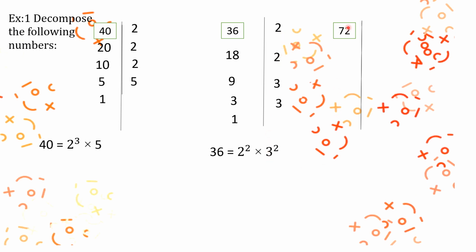Finally, 72 is also an even number. So it's divided by 2 to give me 36 divided by 2. It will be 18 divided by 2. It's 9 by 3, 3 by 3, it's 1. So let's collect the prime numbers. 72 is equal to 2 to the power 3, 2 cubed, times 3 squared.